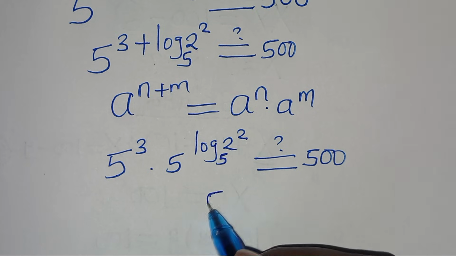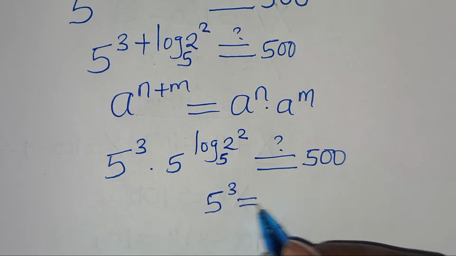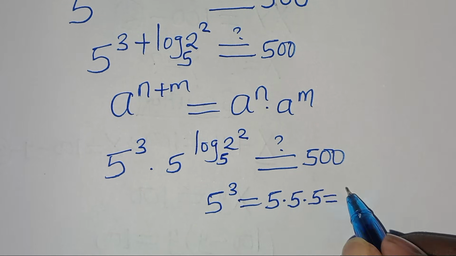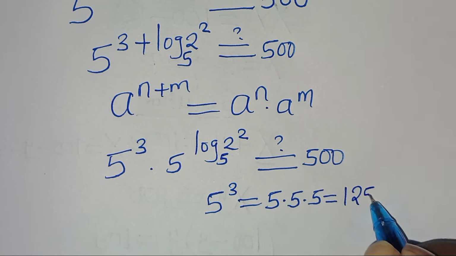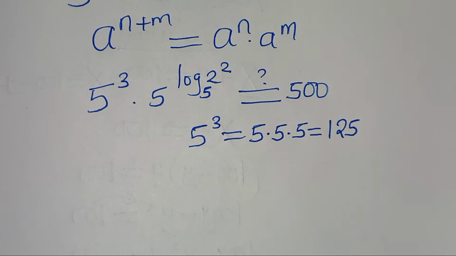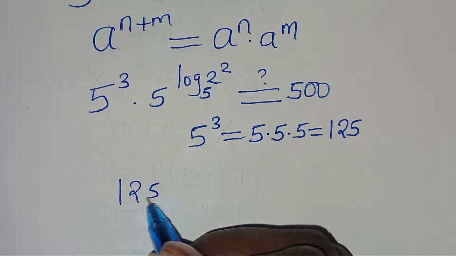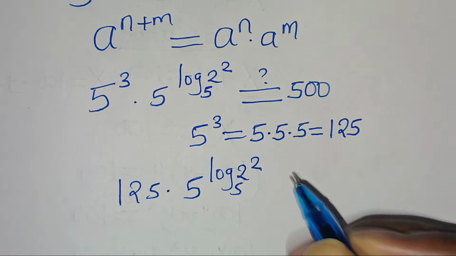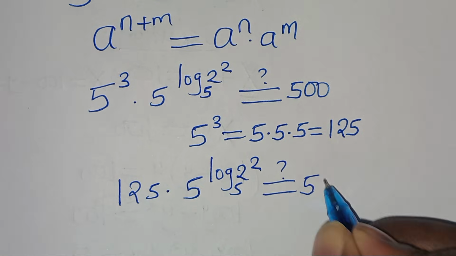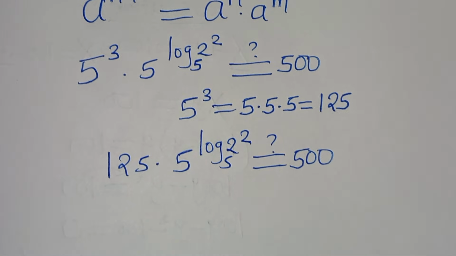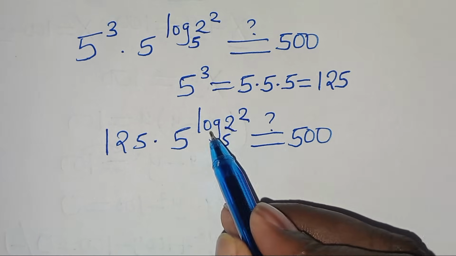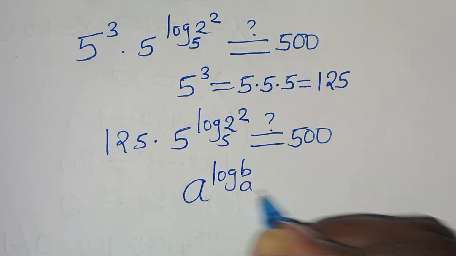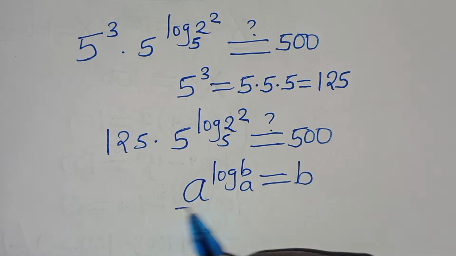Now, we have that 5 to the power of 3 is the same thing as 5 multiplied by 5 multiplied by 5, and this is equal to 125. So here we have 125 multiplied by 5 to the power of log 2 to the power of 2 to base 5. This is supposed to give us a value of 500. Now, the next step is that 5 to the power of log 2 to the power of 2 to base 5 is in the form of a to the power of log b to base a, and this is supposed to give us a value of b.